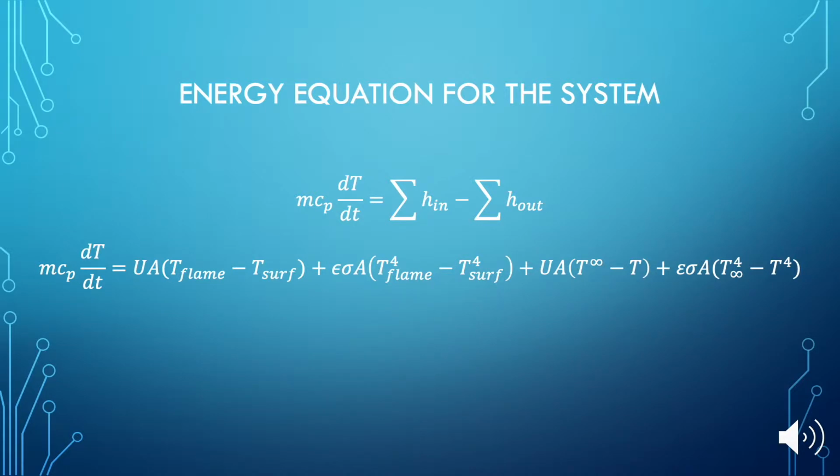This is the energy equation for our system. It includes the convective heat transfer of the flame to the pot, the radiative heat transfer from the flame to the system, the convective heat transfer from the system to the surroundings, and the radiative heat transfer to the surroundings.